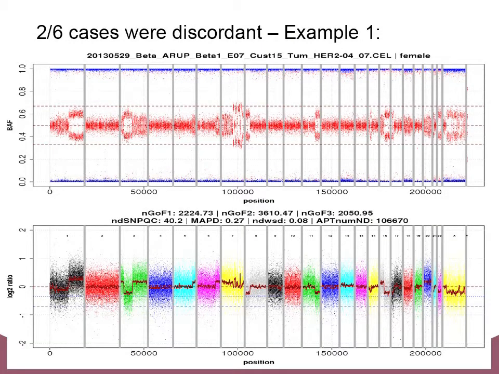Okay, so what about those discordant cases? Well, here's the first example. So it's not that we just didn't have a tumor burden. We really do see easily that there are copy number alterations across this genome, and with a consistent B allele frequency pattern. And here's chromosome 17, and we'll do a zoom in on it.